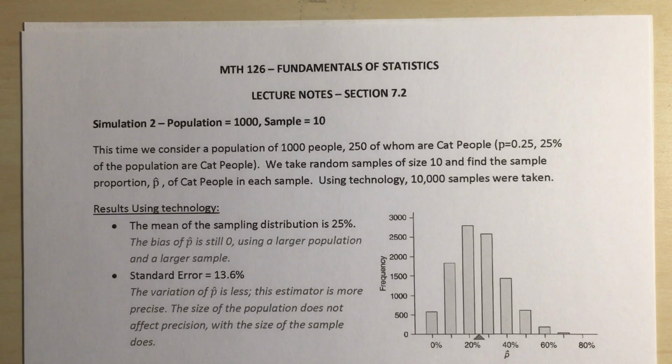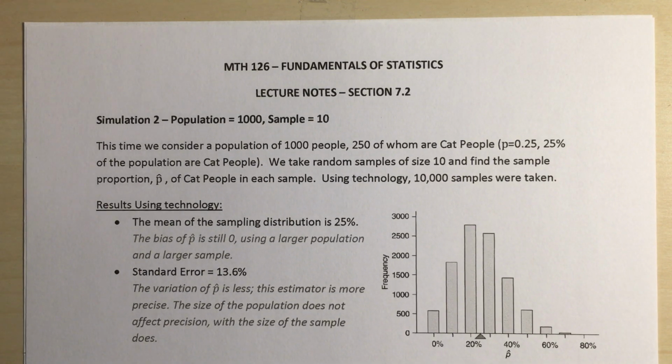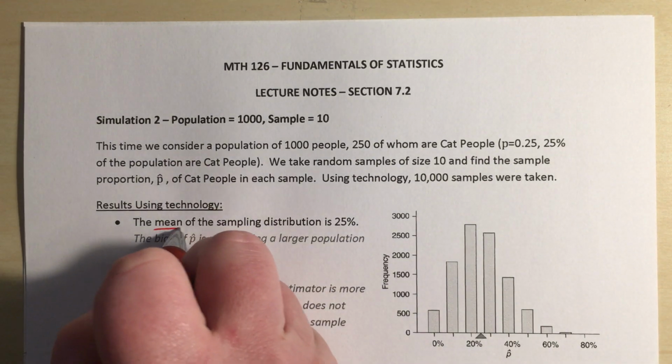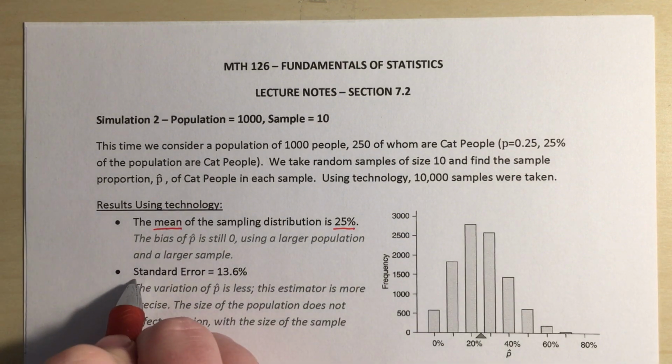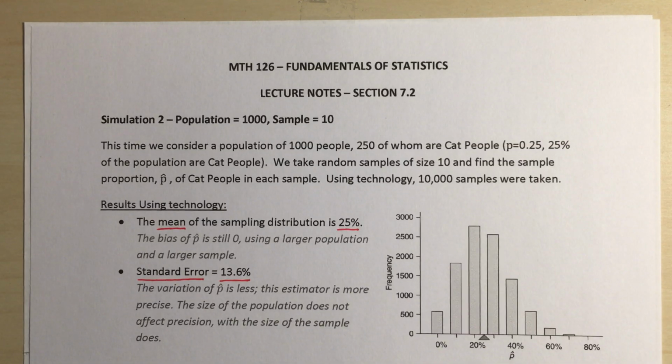For simulation 2, this time we're considering a population of 1,000 people, 250 of whom are cat people, so our population proportion is 25%. We're going to take random samples of size 10 using technology. Our mean is still 25%, so we are still unbiased. Notice that our standard error has gotten a little bit smaller. Our standard error is now 13.6% instead of 16.4%.